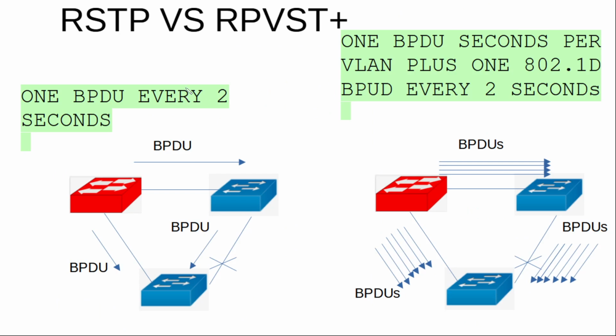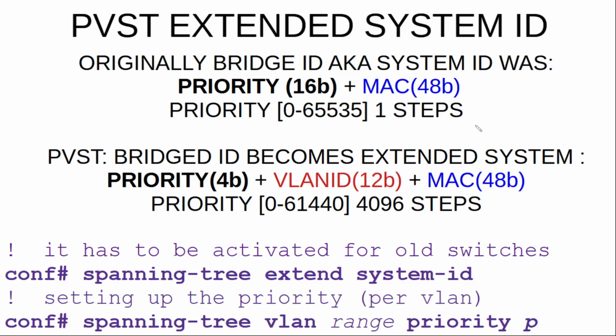Now, when it comes to BPDUs, the original Rapid Spanning Tree Protocol will only use one BPDU, whereas with Rapid Per-VLAN Spanning Tree Plus, you will be using several BPDUs. You have to be aware of that.